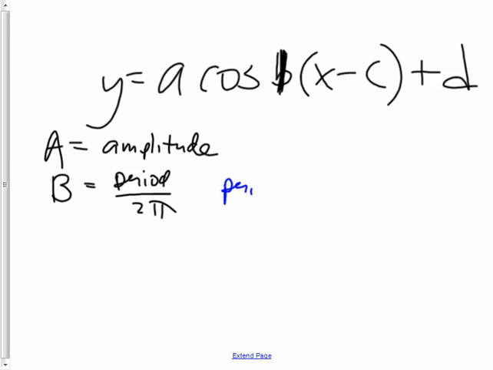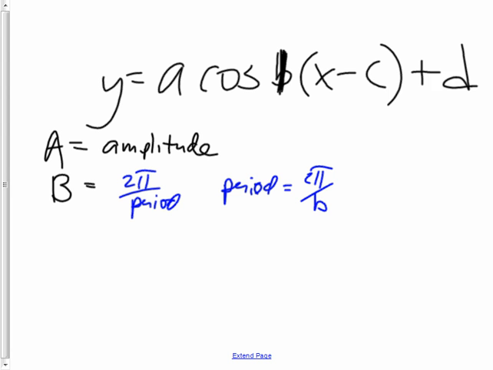Period will be, it's supposed to be 2 pi over B. Oh, I was writing it upside down. Sorry. 2 pi over the period. My bad.